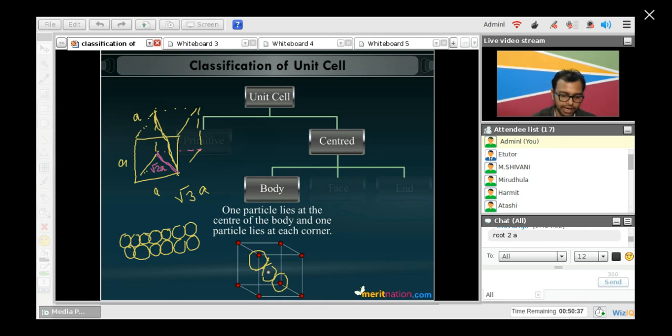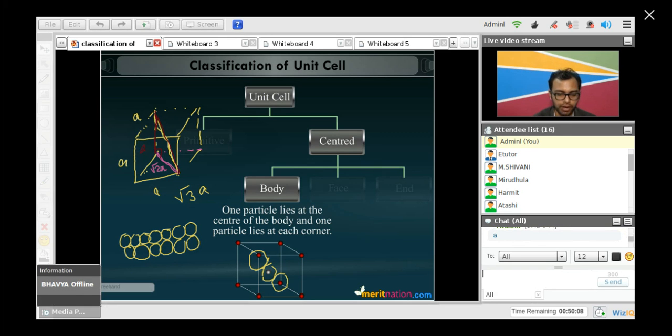Now, you have a right angle triangle, and the right angle triangle is this triangle, right? So the triangle that has been shown here is a right angle triangle. This angle is 90 degrees, and in this right angle triangle, the value of base is root 2a, and the value of height is how much? In this right angle triangle, what is the value of height? It is a, right?